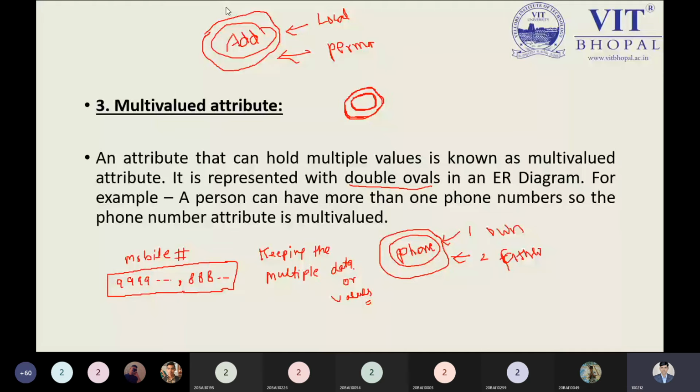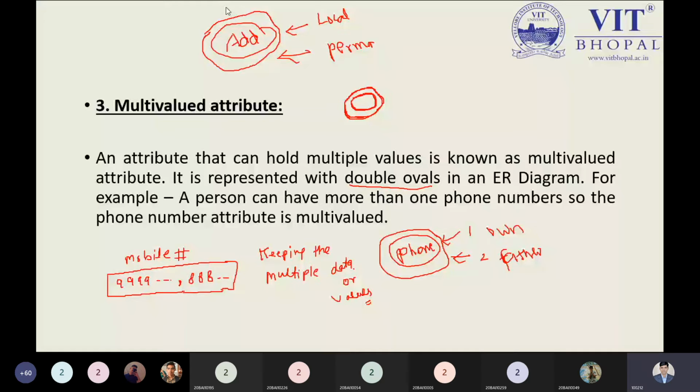So this is what is a multi-valued attribute. So when we have multiple values for such an attribute, that is known as a multi-valued attribute. So is it clear to all right now? Having seen the example, having seen the diagram, a theoretical point, is it clear to all right now? Yes, sir.